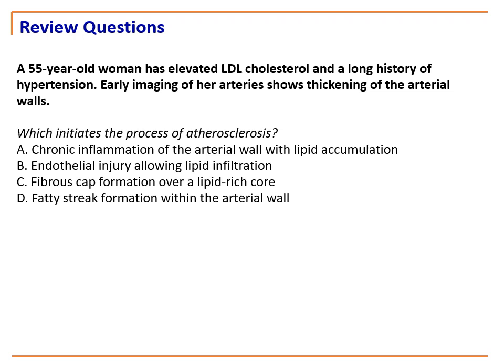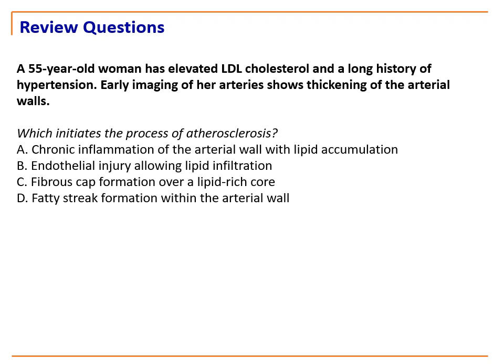Okay. A 55-year-old woman has elevated LDL cholesterol and a long history of hypertension. Early imaging of her artery shows thickening of the arterial walls. So which process initiates atherosclerosis? What is the first thing that kicks off to make atherosclerosis actually occur? Is it A, B, C, or D?